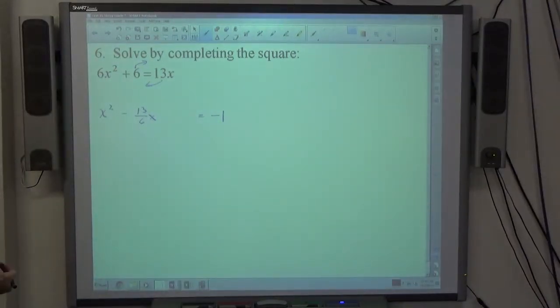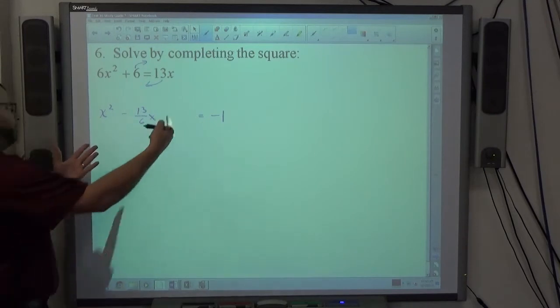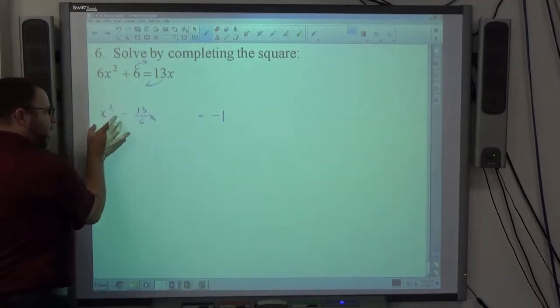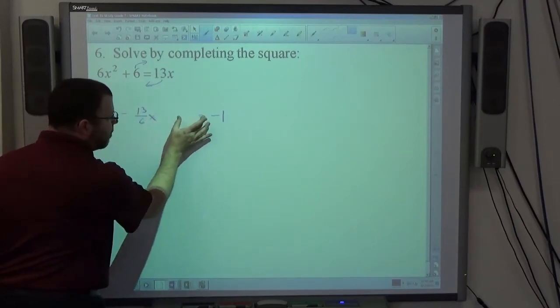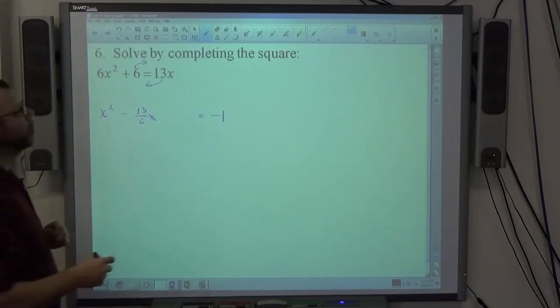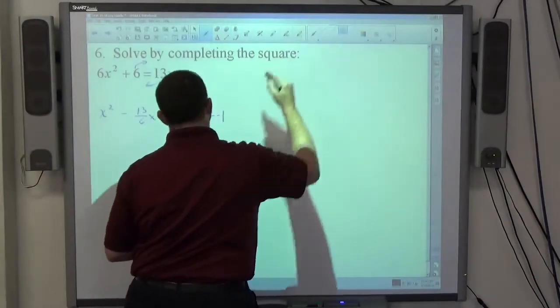You know, if you're not as comfortable doing all that at once, first of all, move the 13x over, divide everything by 6, and then move everything around. But x squared, something x, gap equals constant is what our first goal is for completing the square. Step 2 is to actually complete the square.